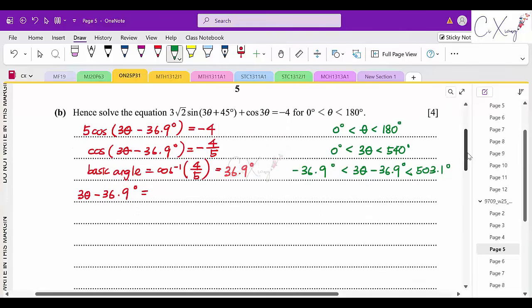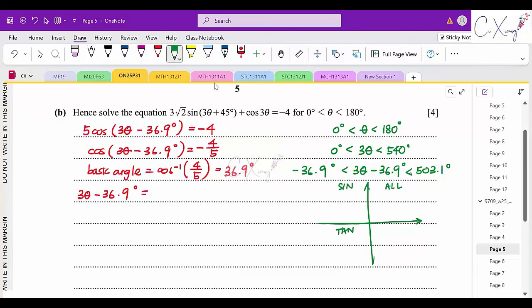Okay, then besides that, we also need to consider under which quadrant they will give you the answer that you want. We have 4 quadrants, right? First quadrant, everything is positive. Second quadrant, sine positive. Third quadrant, tangent. Then fourth quadrant is cos. In the first quadrant, the answer is theta, which is the basic angle. To accept the answer in the second quadrant, you take 180 minus basic angle. Third quadrant is 180 plus basic angle. Fourth quadrant, you take 360 minus basic angle.